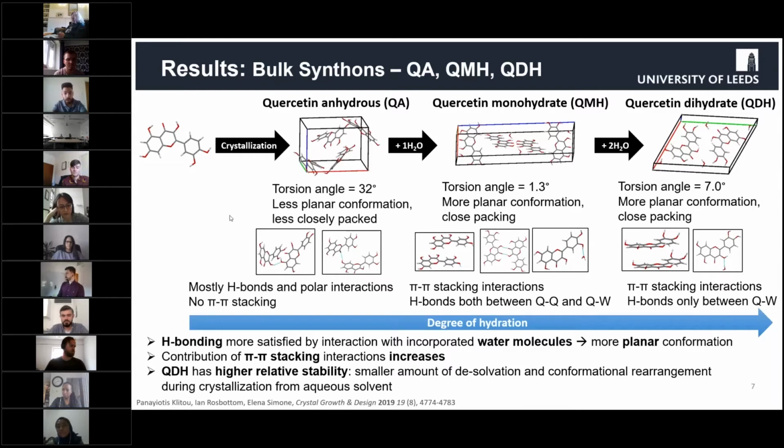And also the quercetin dihydrate form was predicted to have a higher relative stability, because a smaller amount of desolvation and conformational rearrangement is needed when it is crystallized from an aqueous solvent.